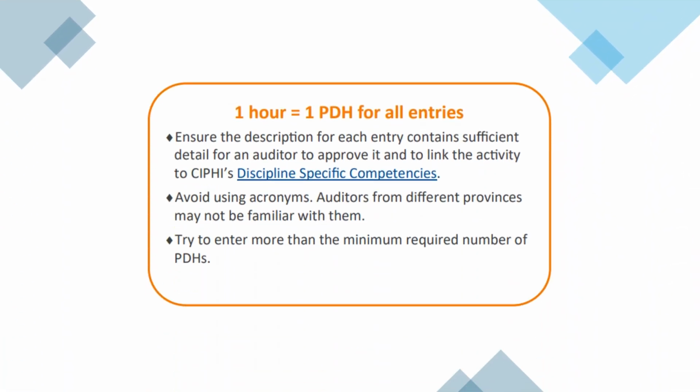Here are some tips for entering your PDHs successfully. 1 hour is equal to 1 PDH for all entries. Ensure the description for each entry contains sufficient detail for an auditor to approve it and to link the activity to Sci-Fi's discipline-specific competencies. Avoid using acronyms. Auditors from different provinces may not be familiar with them. Try to enter more than the minimum required number of PDHs.